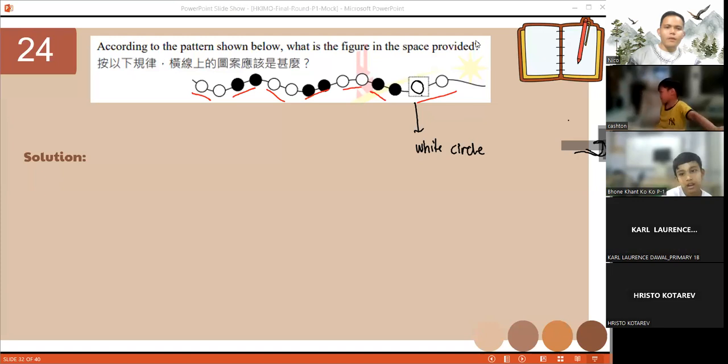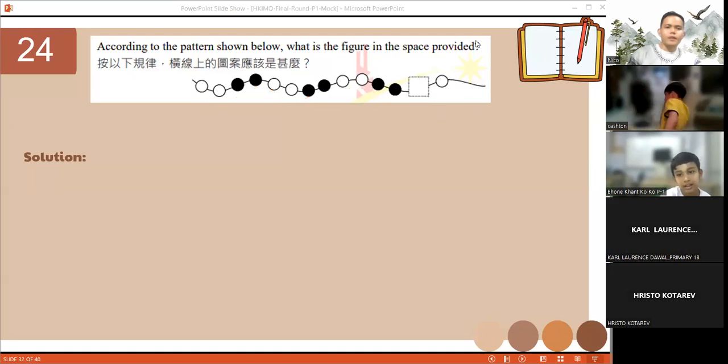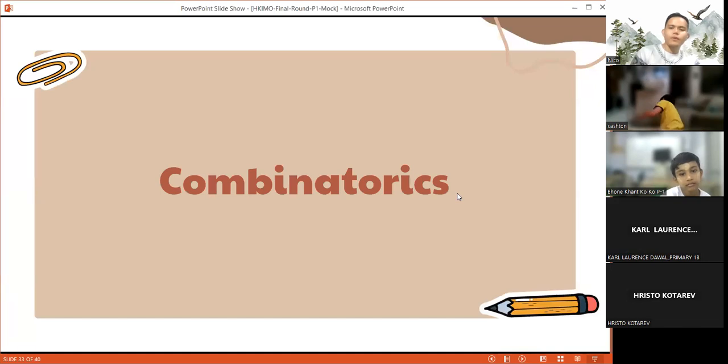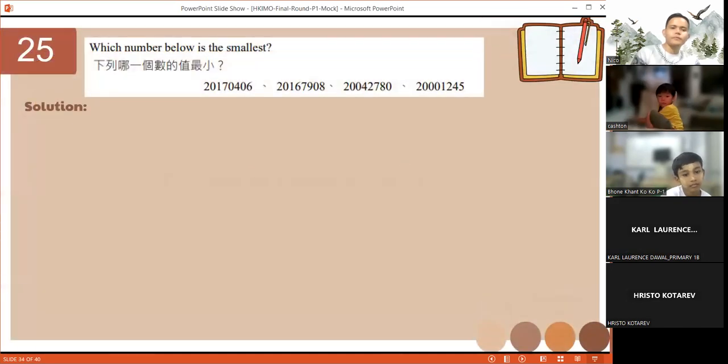Okay. Anyway, let's continue with number 25, which is the combinatorics part. This one. Which number below is the smallest? The smallest, okay?